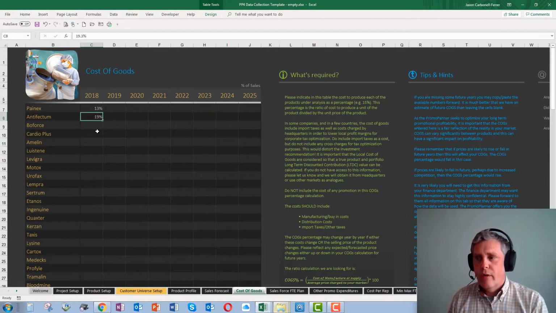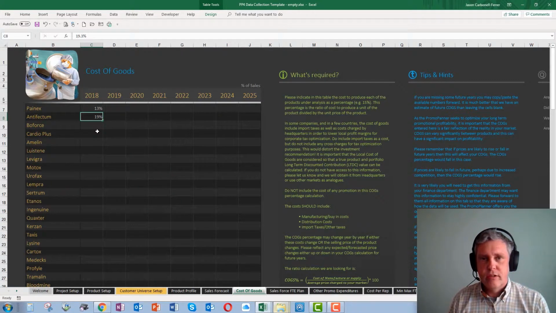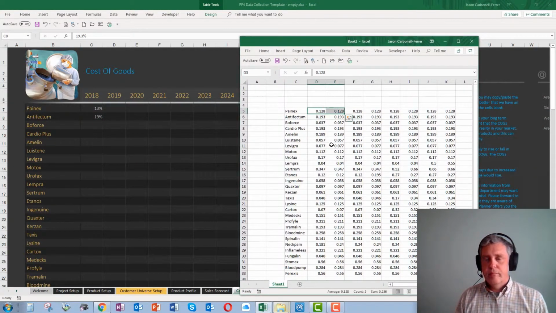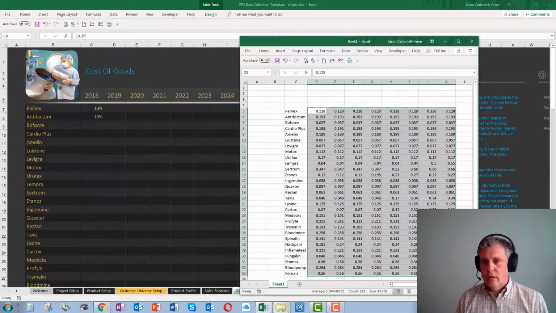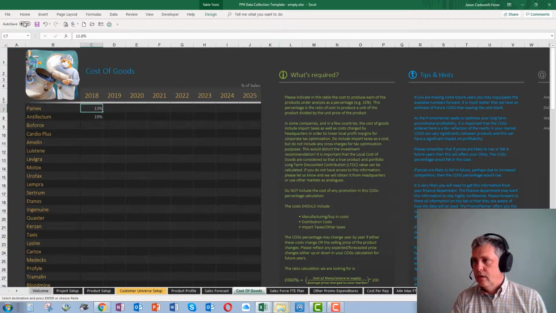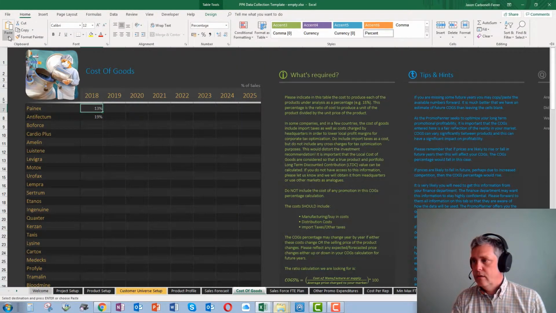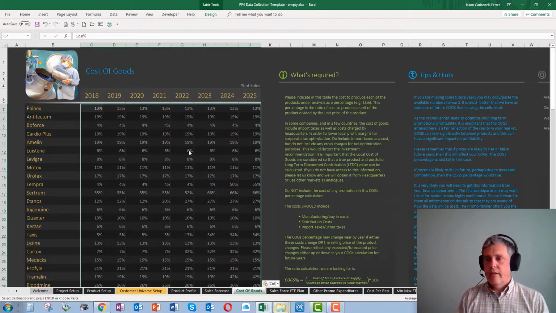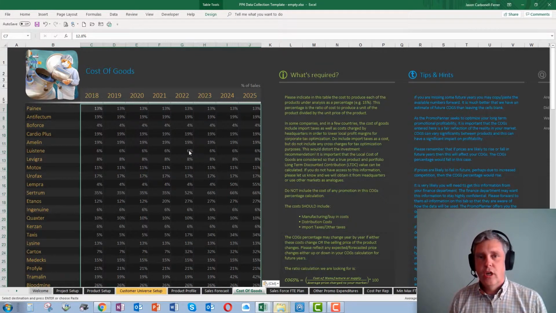Don't worry about that. When the data is transferred into the Promo Planner tool, all the decimals will be transferred too. So obviously it's going to take me some time to type all of this in, so I'm not going to do that. I have all my cost of goods all calculated here. So I am simply going to cut and paste them all. There they are. Cut those. I'm going to come over to here, paste them in. Values only as usual. There we go. And now they're there. So all of our cost of goods are entered.